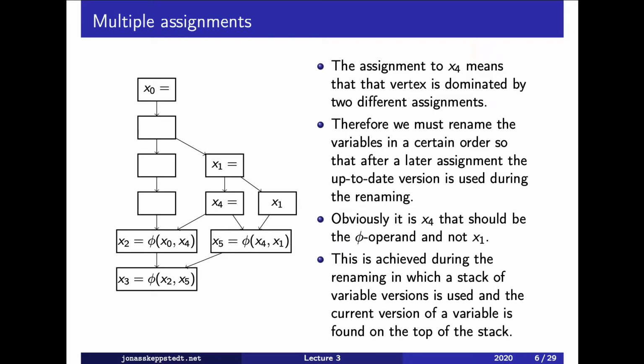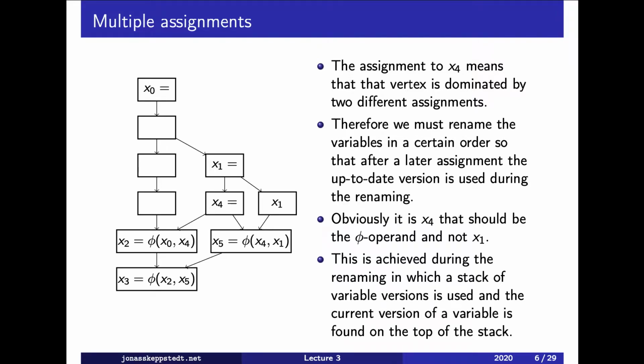We will now see what happens when we have multiple assignments to a variable. So first we have x1, assignment here, and then another one. x4 is used as an operand to this phi function. But how can we keep track of the previous version when we visit this vertex and want version x1? We will see soon how the dominator tree is used for this in a very nice way.